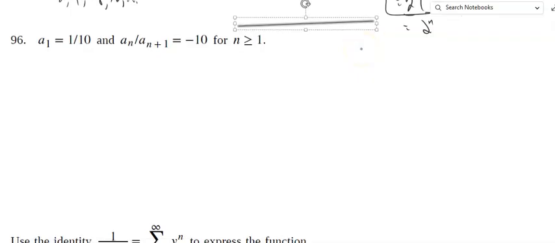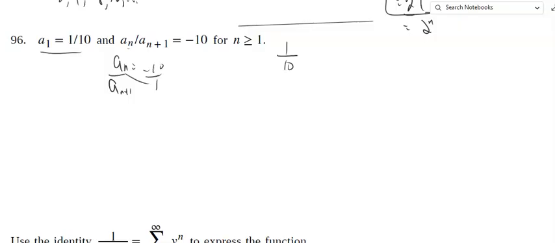And here we go again. The very first term of this sequence is 1 over 10. If I cross multiply, I get negative 10 a sub n plus 1 equals a sub n, right? Or simply, if I take the reciprocal of this, that will be the reciprocal of that. A sub n plus 1 over a sub n, which is my definition of r, is negative 1 over 10.